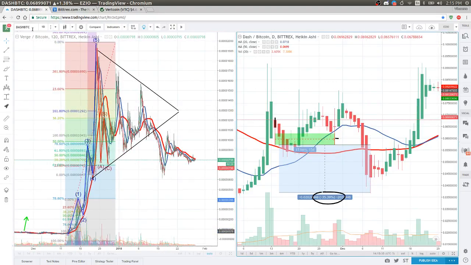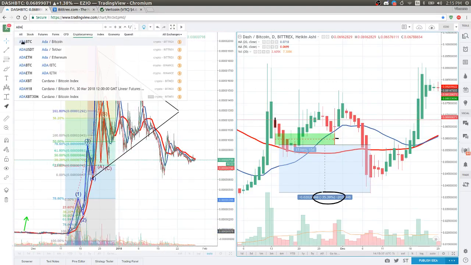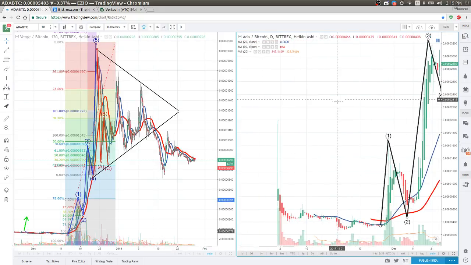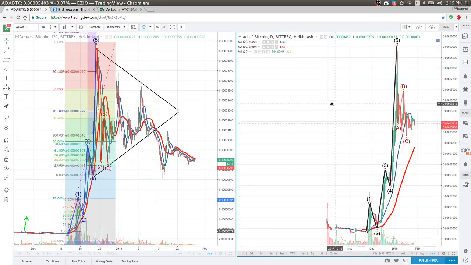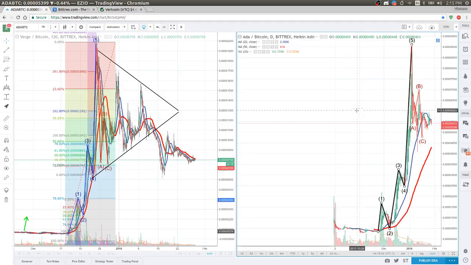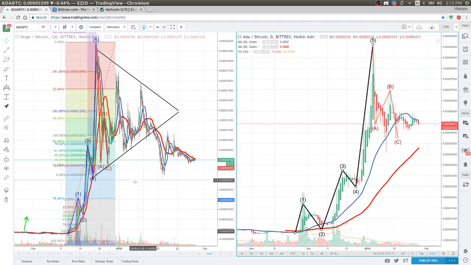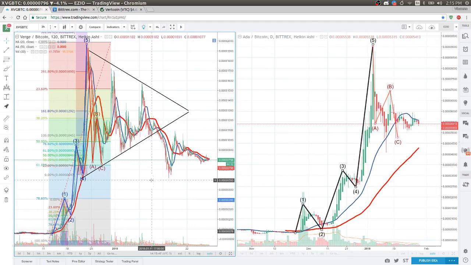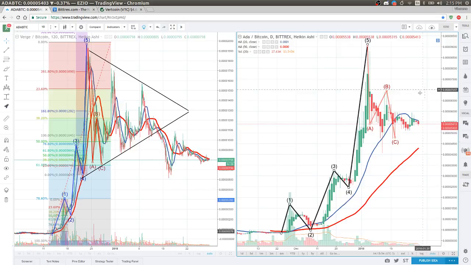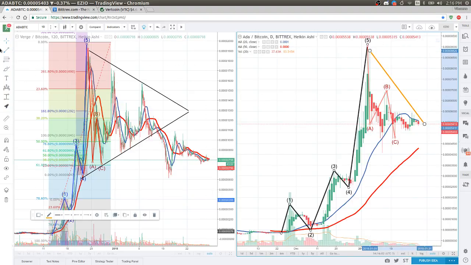Verge, ADA, BTC. I mean, two Elliott waves and two pennants, right? So they kind of look the same. Let me show you quickly right there, right? So we have two.